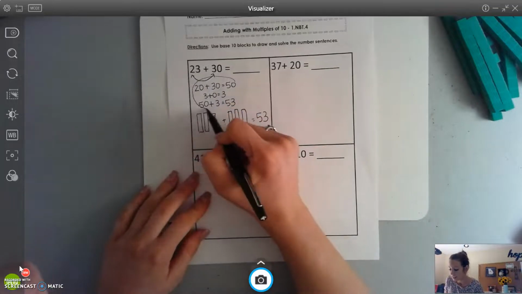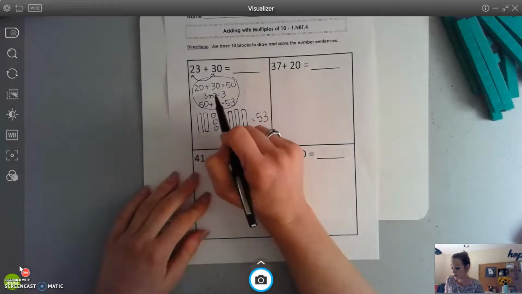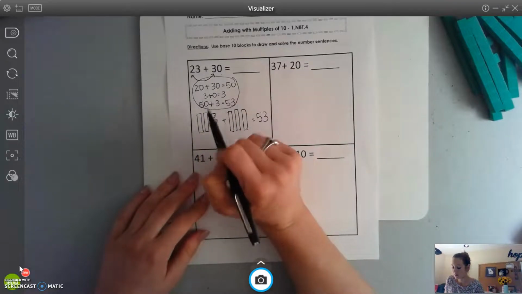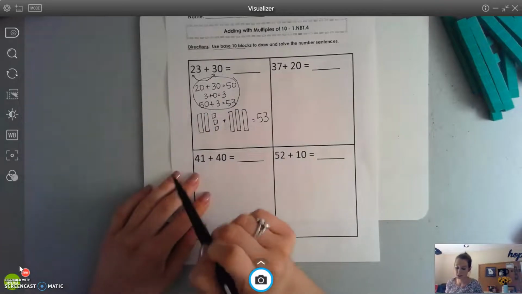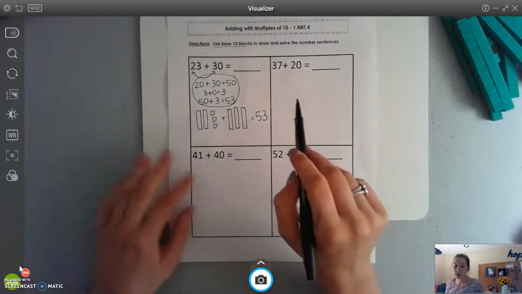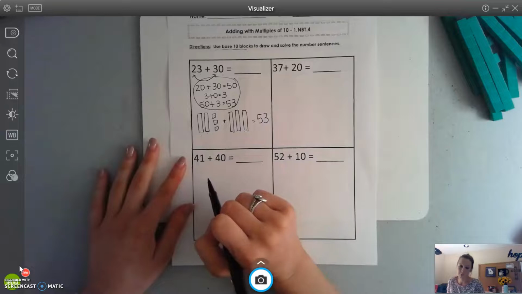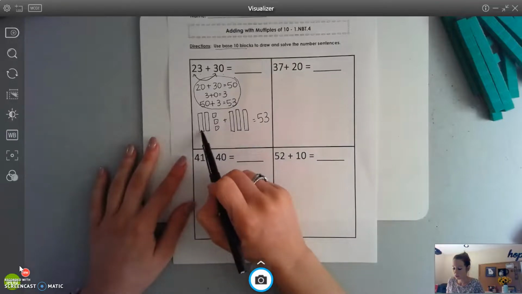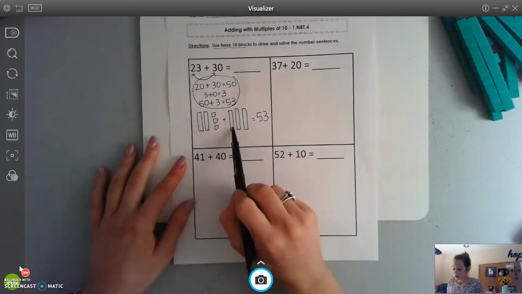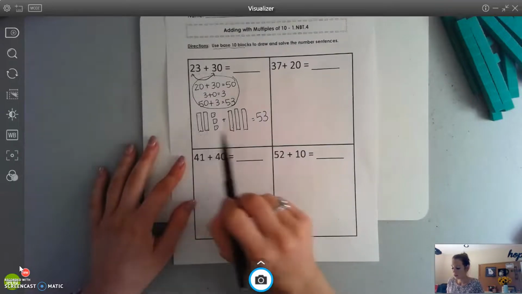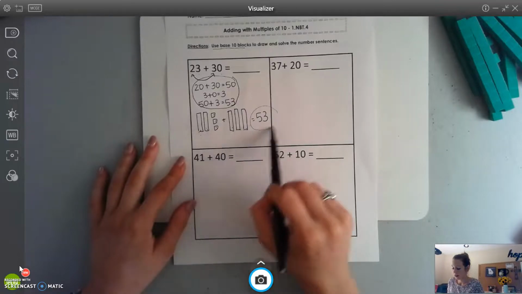So you can see that I've already done this problem right here, 23 plus 30. So this is how I decomposed it. I took 20 plus 30, 3 plus 0, and then added the two sums together. But it says use base 10 blocks to draw and solve the number sentences. So when you do this, you can do it any way you want because I'm not checking it, but it is asking you to do it with base 10 blocks so that you can draw a picture and represent it. Okay, so you see that I drew 23, 10, 20, 21, 22, 23. 10, 20, 30, so we have 23 plus 30, and we got 10, 20, 30, 40, 50, 51, 52, 53, and that was your answer.